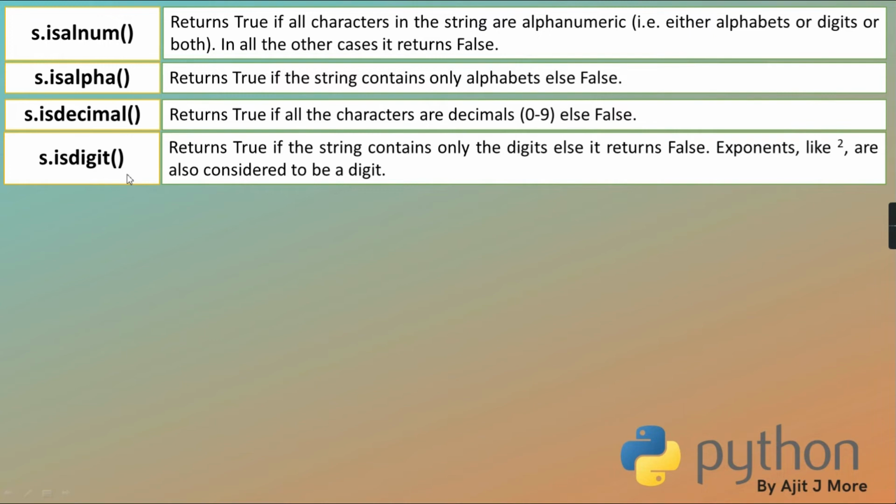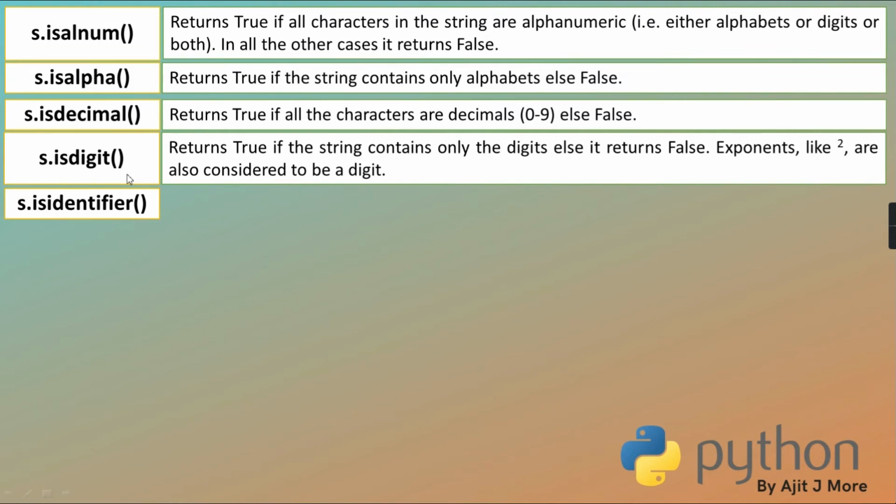Whatever is the work of isdecimal, isdigit will do. But the work of isdigit, isdecimal doesn't do. Okay, I hope it is clear. Then comes isidentifier. Any doubt, please ask me. Next comes isidentifier. Now you know the rule of identifier.